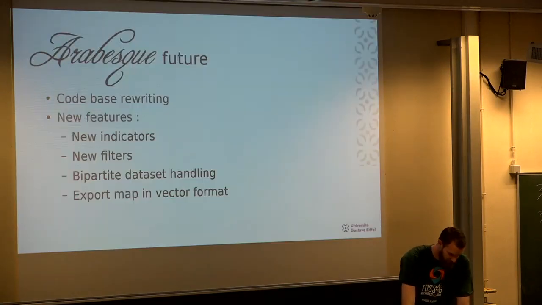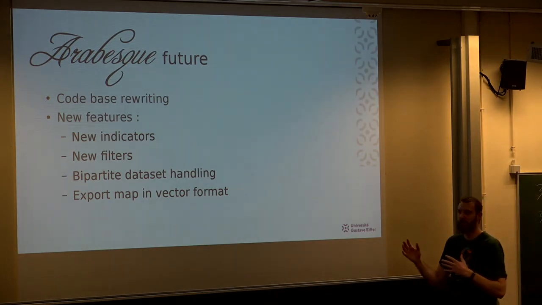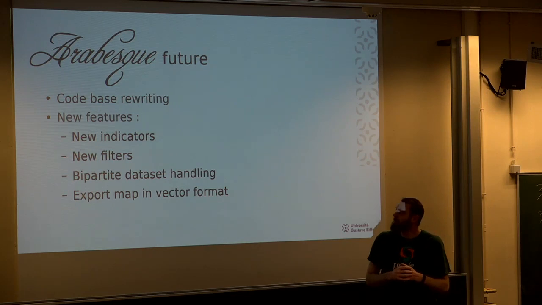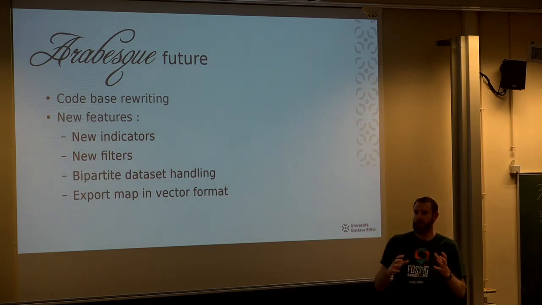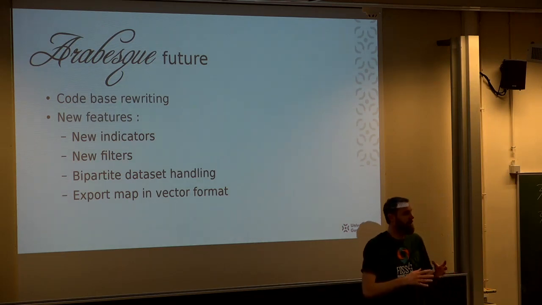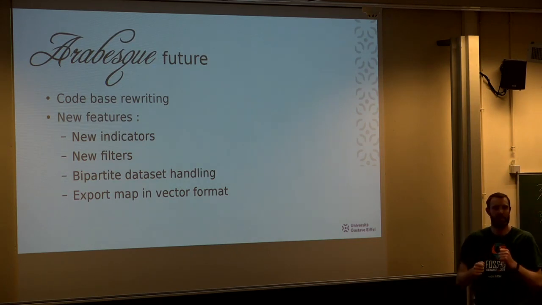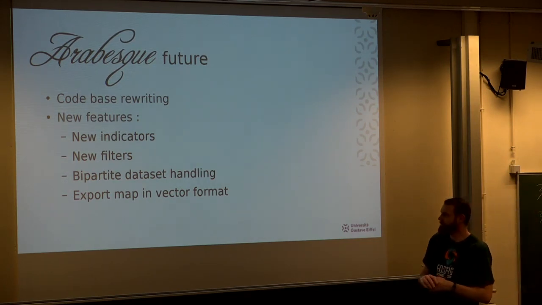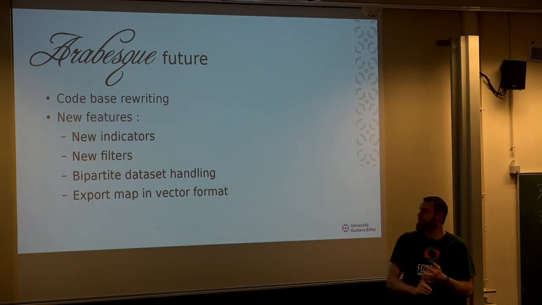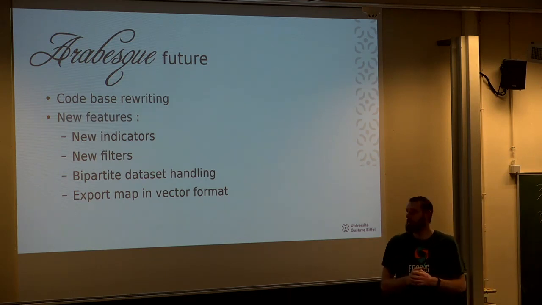Let's talk about the future. For the incoming year, we plan to rewrite the code base. This is the first release, and there are still some bugs. We want to add new features, but before that, we want to rewrite. So we made a viable product, something working. But before adding new things, we want to make it stronger and make the maintenance easier. So we need to rewrite the code base a little bit. After that, we will provide new features like new indicators, new filters, and try to work with bipartite data sets, which is not possible for now.